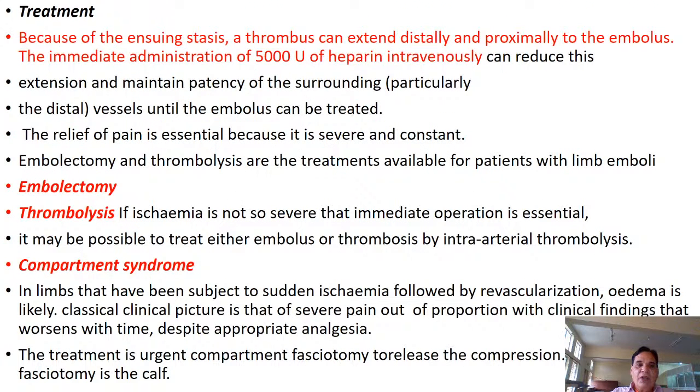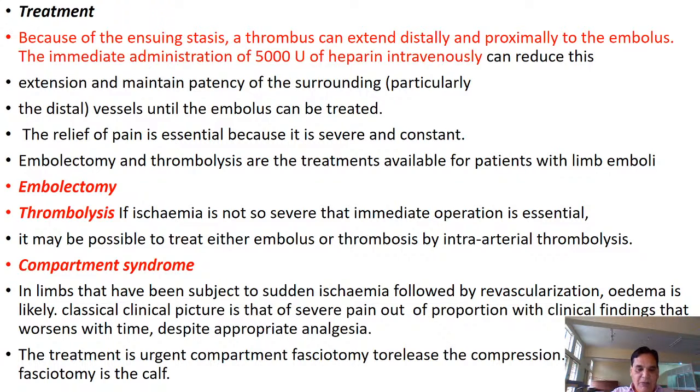So treatment: till you have time, it is always important to give heparin. Heparin 5000 units IV or by subcutaneous route must be given whenever you suspect a thrombus or emboli. Second, surgical management is embolectomy. Non-surgical management is thrombolysis. Okay, embolectomy is done nowadays by all physicians, and thrombolysis is for less severe cases. If you have got time, thrombolysis can be done.